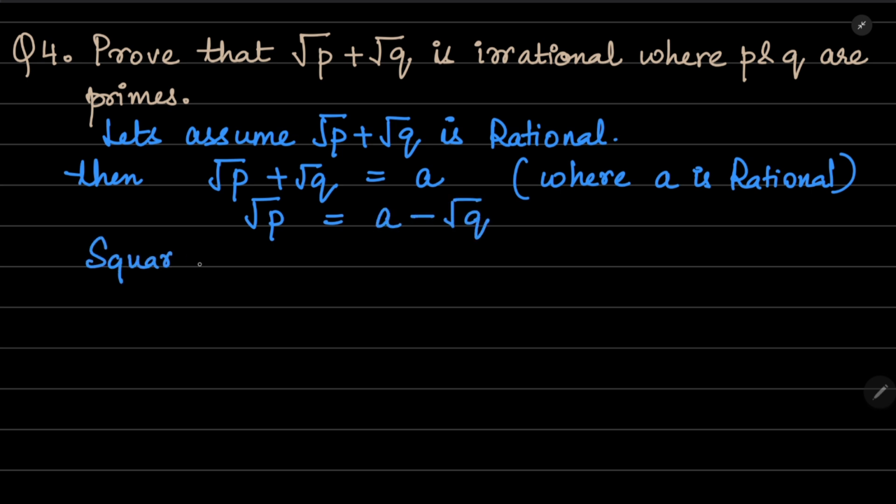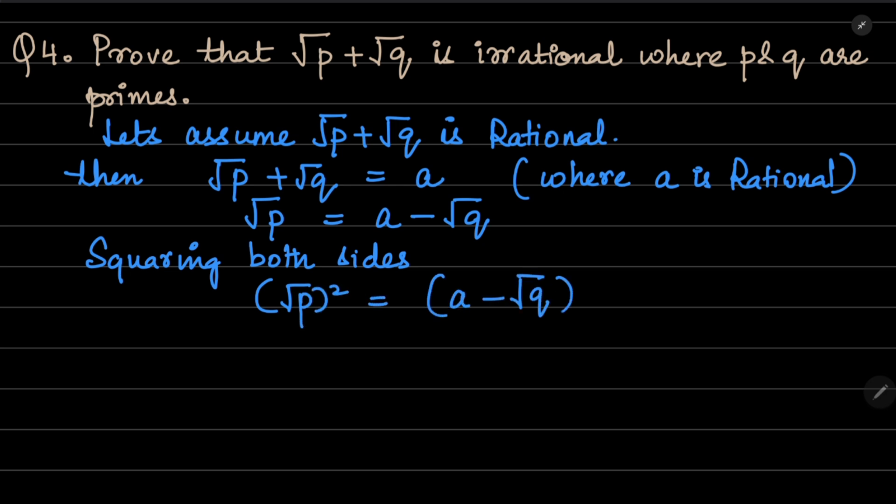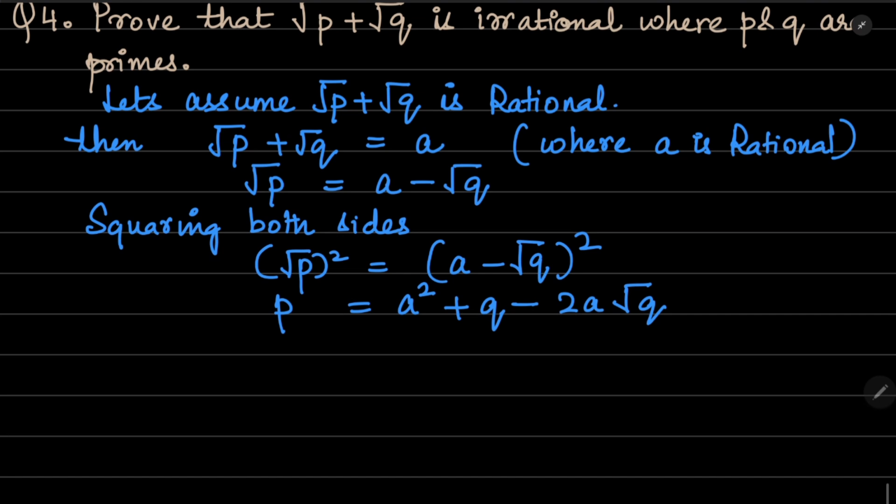And then immediately we'll square on both sides. So you have root P the whole square equal to A minus root Q the whole square. So P is equal to A square plus Q minus 2A root Q, right? A minus B the whole square. Make sure the root term is on one side. So I'll have 2A root Q is equal to A square plus Q minus P.